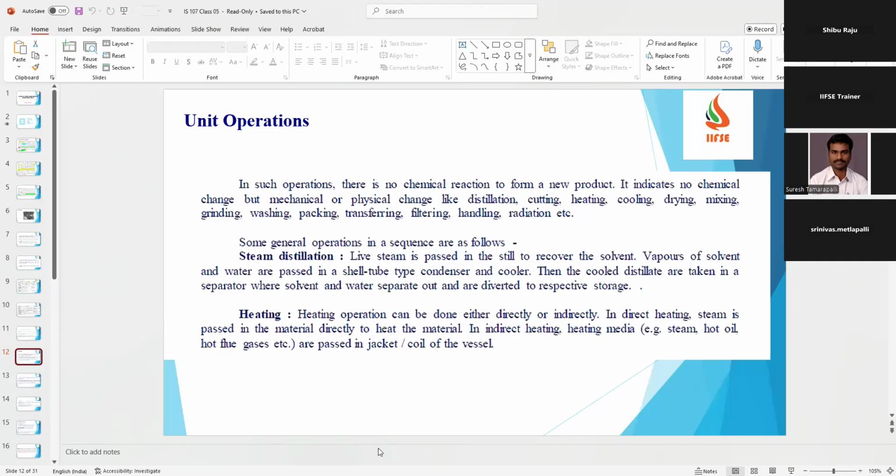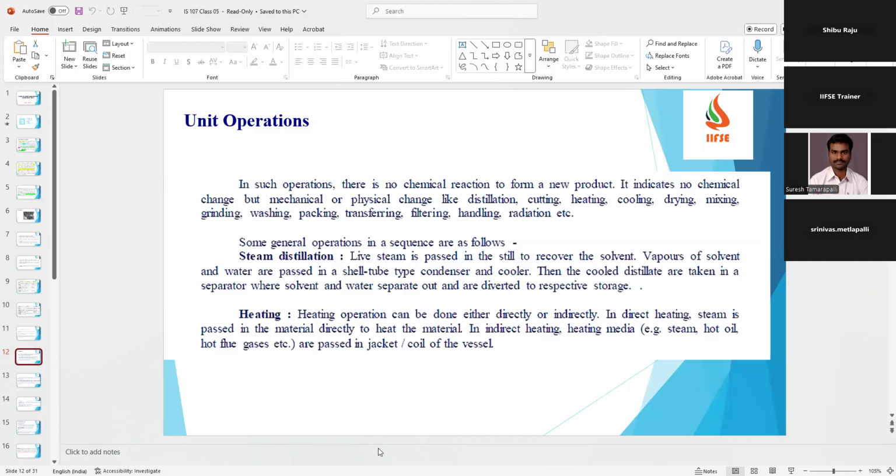Then heating. So heating operation can be done either directly or indirectly. In direct heating, steam is passed into the material directly to heat it. Indirect heating uses a heating medium, for example steam or hot oil, or hot flue gases passed in the jacket or coil.